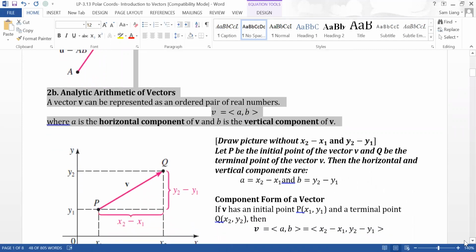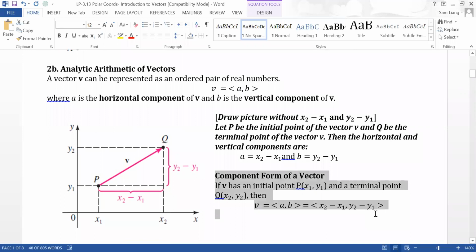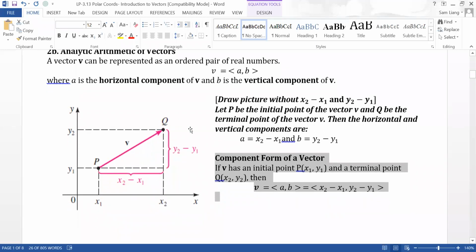You don't have to copy down the next paragraph. I do want you to copy down this though, but let me explain the context. What I would do in class is draw this picture on the board without x2 minus x1. Essentially you have an initial point p. Let p be the initial point of the vector v, and q the terminal point of the vector v. Then the horizontal and vertical components are x2 minus x1, which we denote as a, and b is y2 minus y1.